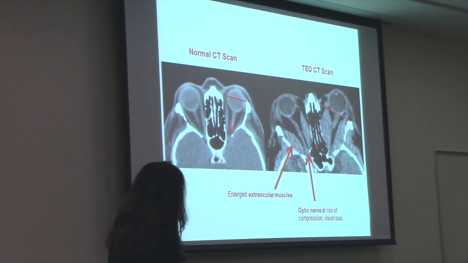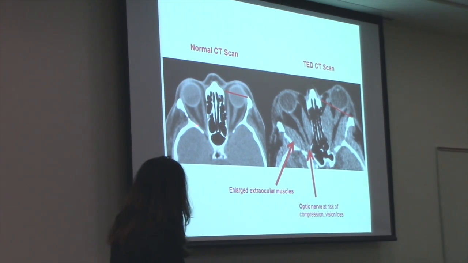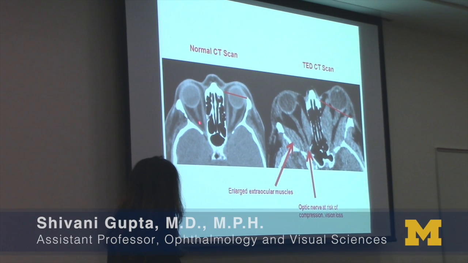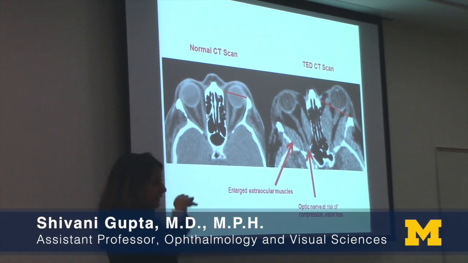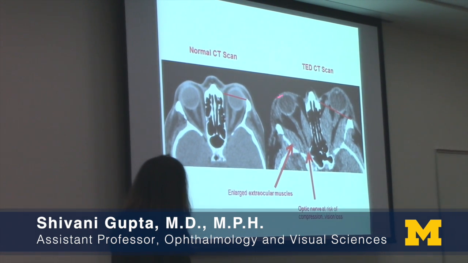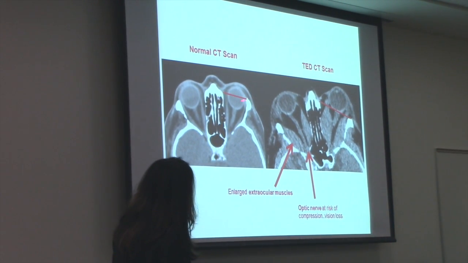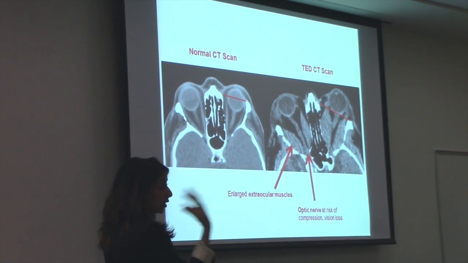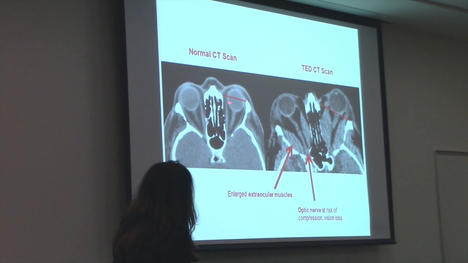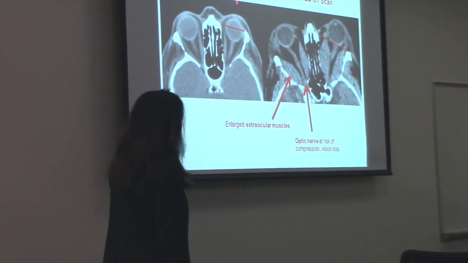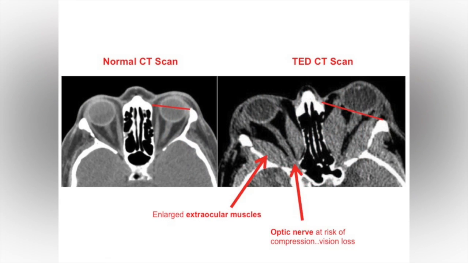So I'm just going to show you a normal CT scan here. These are the muscles that move the eye. This is the eye and the nerve that connects the eye to the brain. This is a cut taken this way, so a horizontal cut. I've drawn a line here, which is how we can tell if the eyes are proptotic or bulging. We look to see how much of the eye is behind this line and how much is in front of it. So on the right here, we have a scan of a patient who has thyroid eye disease.